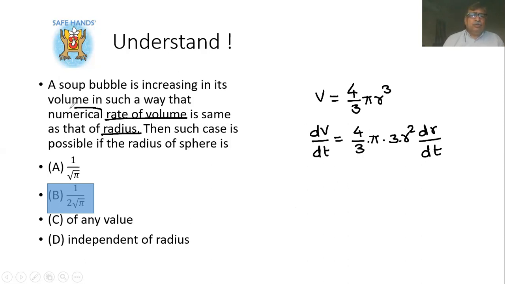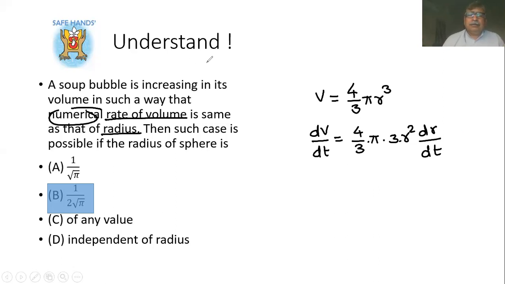What is the need of saying numerically over there? Because volume will have meter cube per second, whereas radius will have meter per second. So numerical must be said over there. Without that, the term turns out to be meaningless.